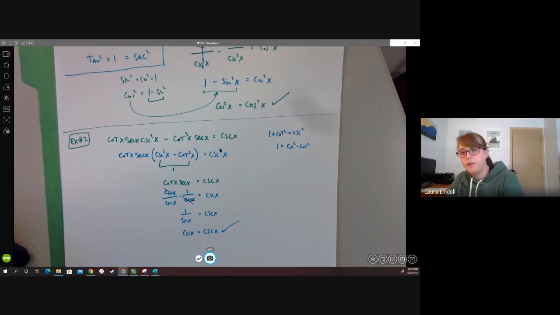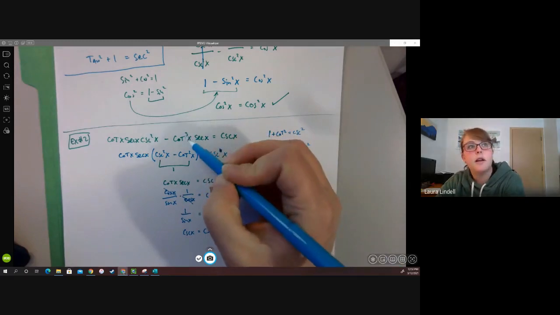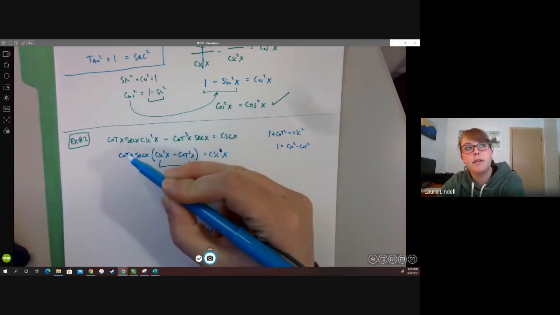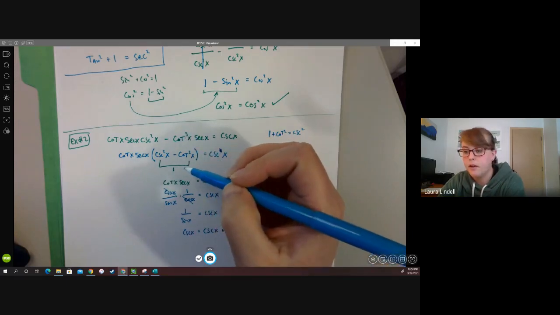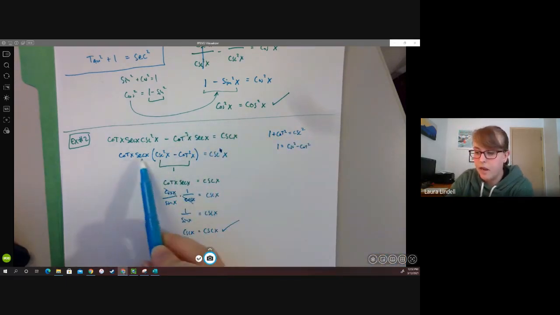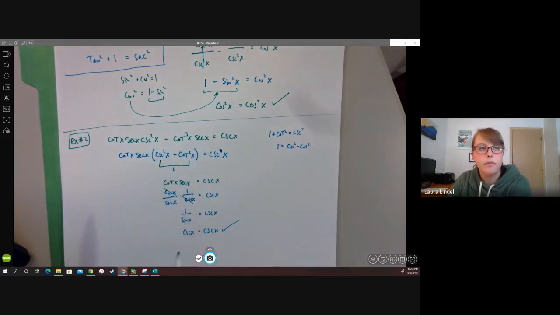Good question. Cotangent was cubed, but then since we factored out a cotangent, it had to reduce in power by 1. So when I factor out the greatest common factor from both, we have to take a cotangent and a secant out of both of them.